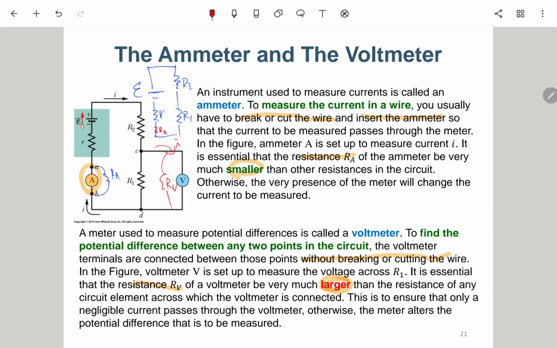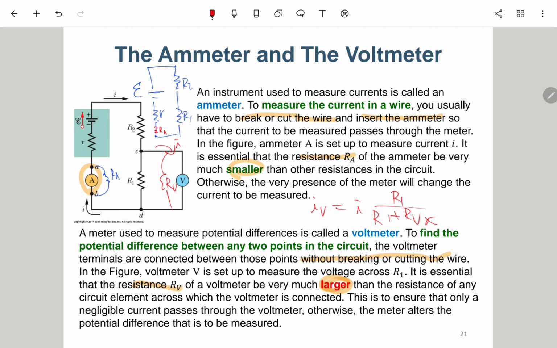If RV is very large, then the current going through RV will be small. As I mentioned, with the current divider, if the whole current is I, the current going through the voltmeter IV should be proportional to R1 over R1 plus RV, so it depends on R1. If RV is very large, this current will be small, making it ignorable.